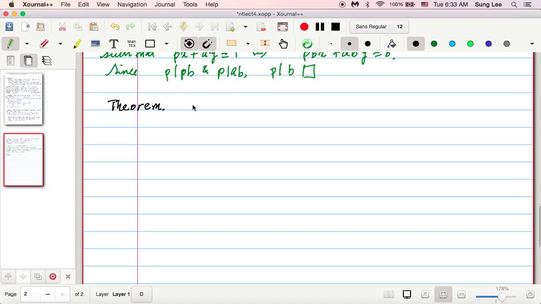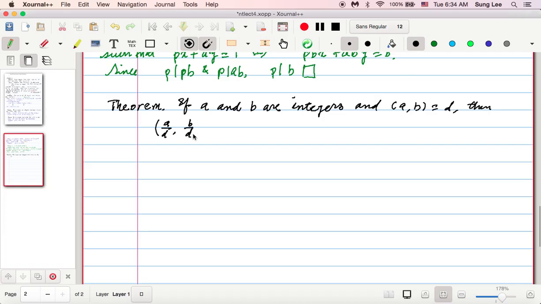Theorem. The statement is: if A and B are integers, and the greatest common divisor of A and B equals D, then A over D and B over D are relatively prime, right?